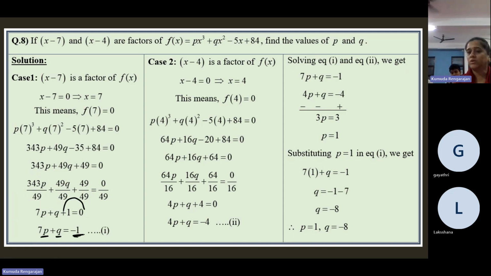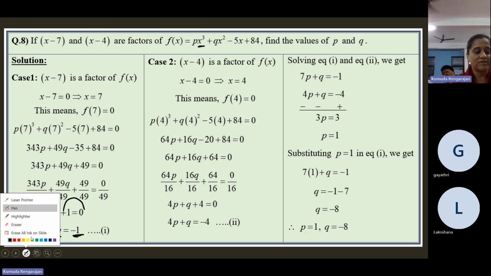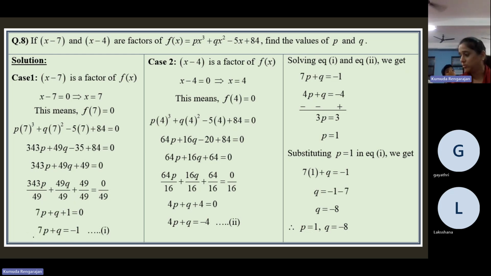Have the unknowns on one side, P and Q, not variables. Let's say unknowns, because the variable is X. In the polynomial, the variable is the X and the unknowns are P and Q. So we'll have the P terms and the Q terms on one side, and we'll bring the constant to the other side. So that's about the first part, where x minus 7 is a factor of f of x.